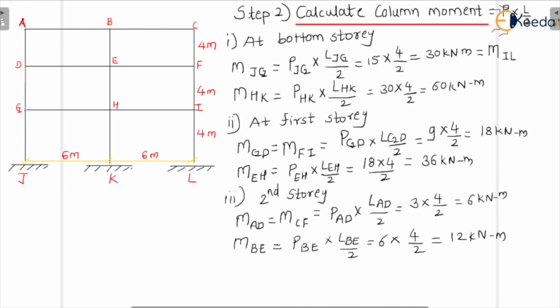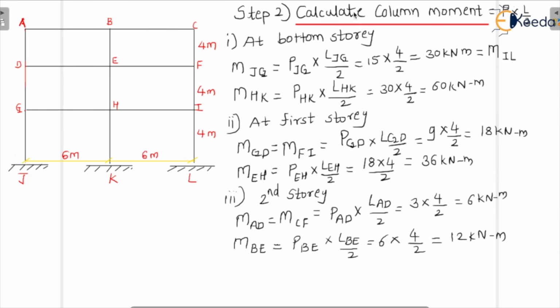Okay, so here see the column moments. At the bottom, column moments are 30 and 60 kilonewton. Here at these two points GJ and HK, this is 60, this is 30, 30. Now when you go to the first story, then it is 18 and 36. Here it is 18, here it is 36, and then at AD and CF it is 6, and here it is 12.